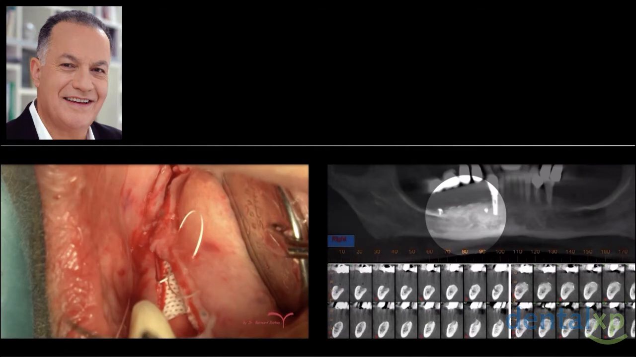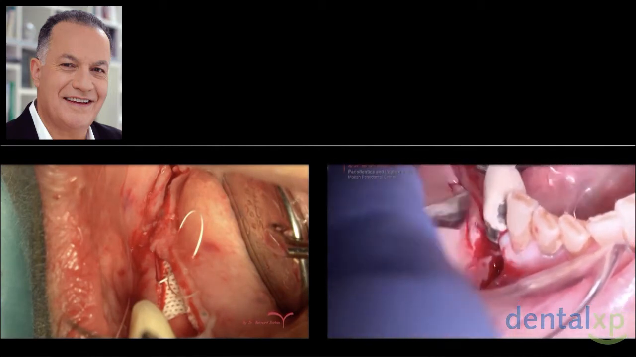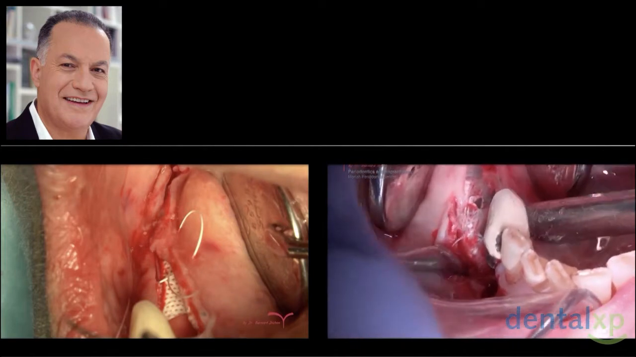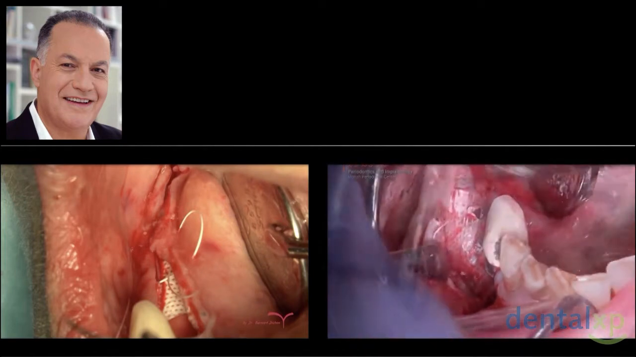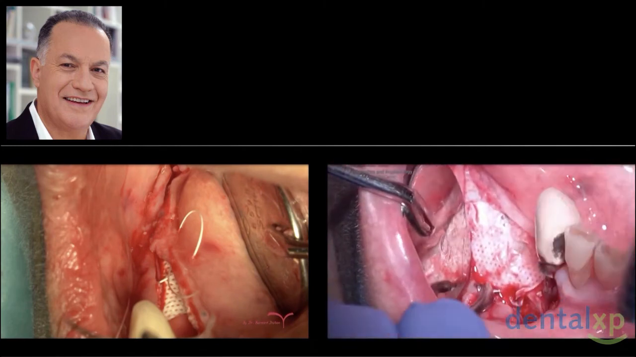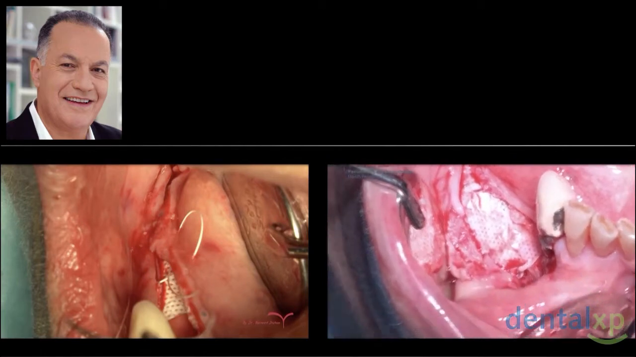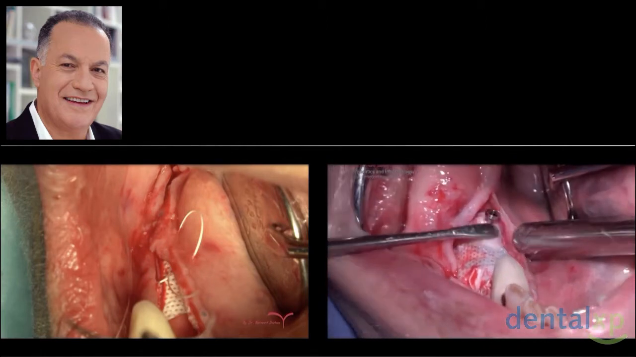And a passive closure of the tissue to protect the membrane. On the right side, the same surgery after 9 months, and we will be able to see how we can build bone just by GBR.